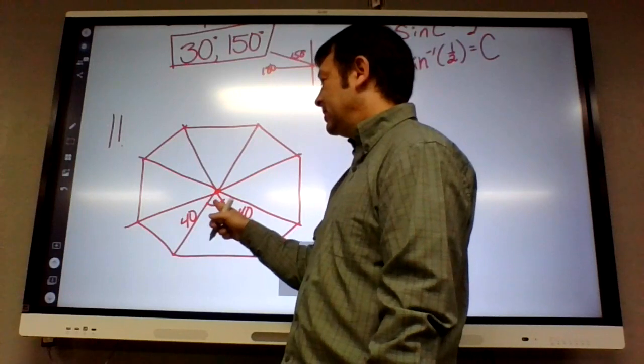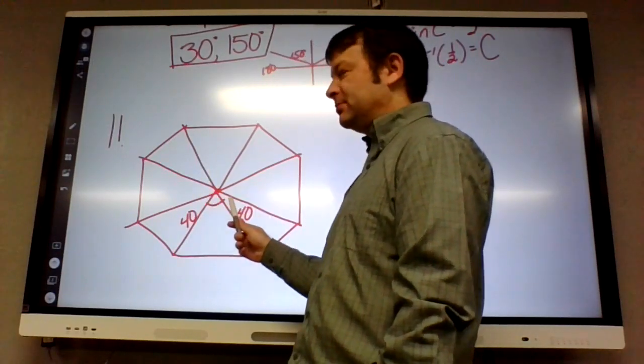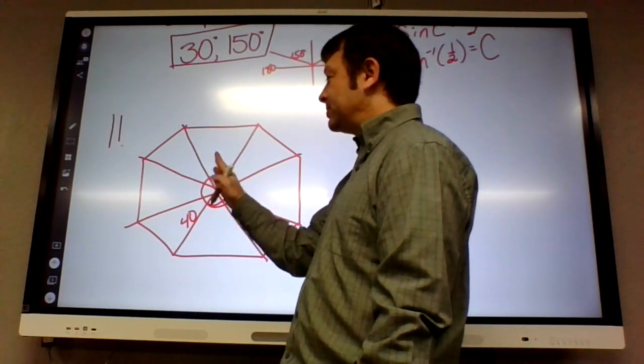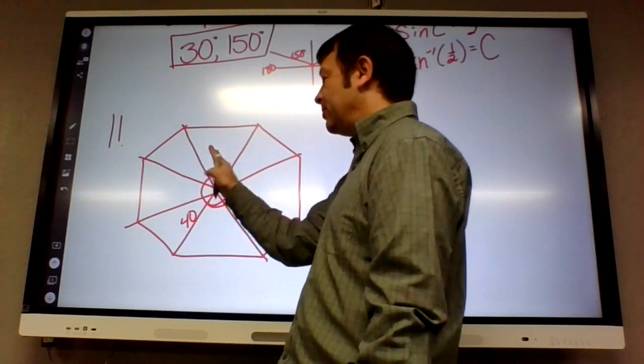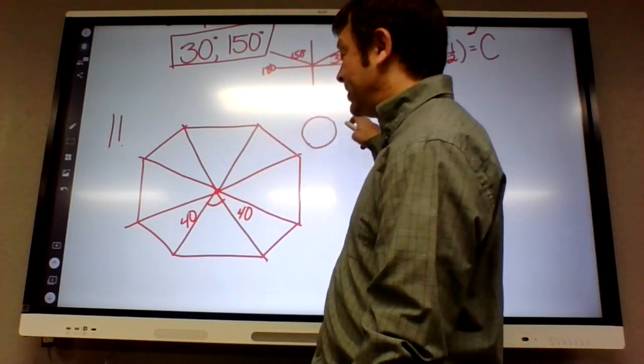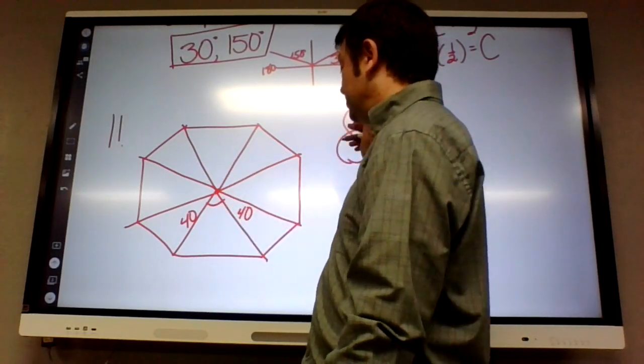360 divided by 8. How do you get that? 45. The full rotation is split into 8 triangles. Since this is a regular octagon, they're all equal. So 360 divided by 8, if you just divide that circle into 8, should give you 45. Okay.